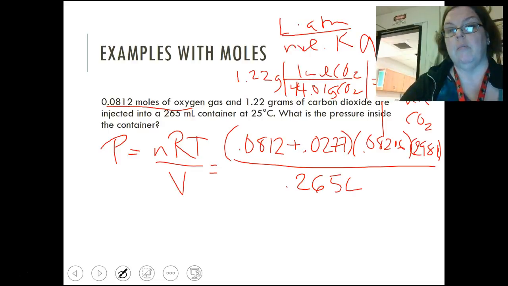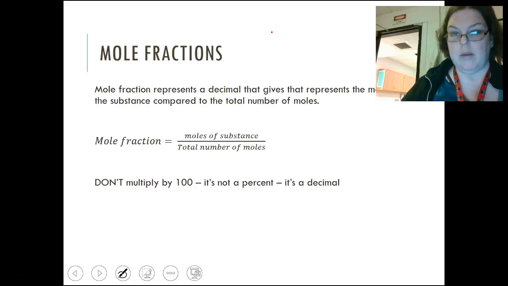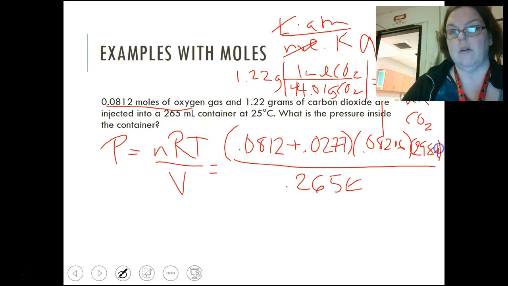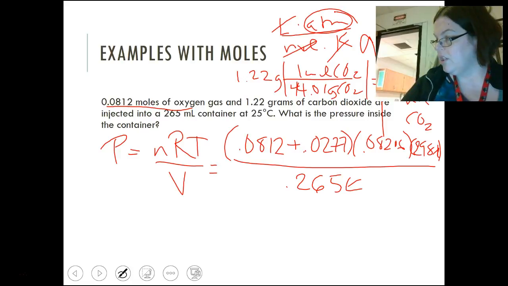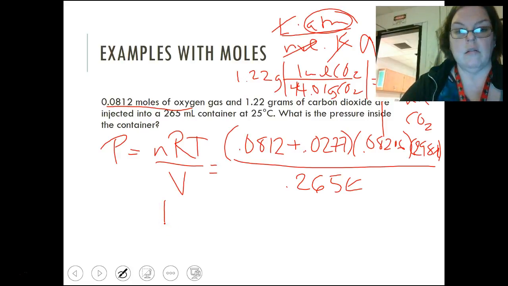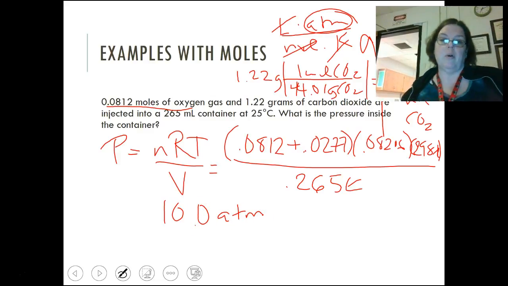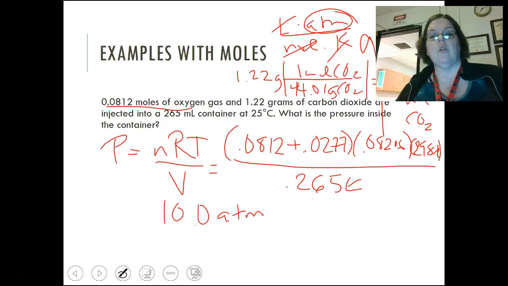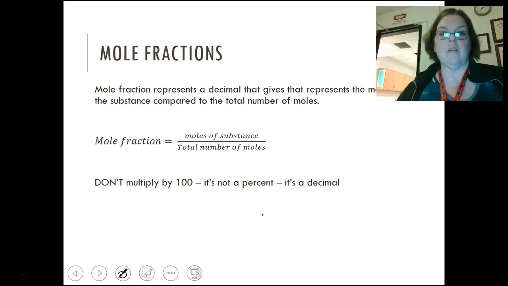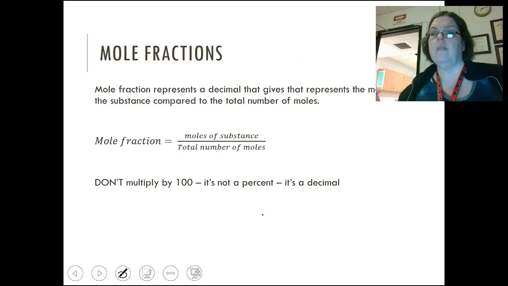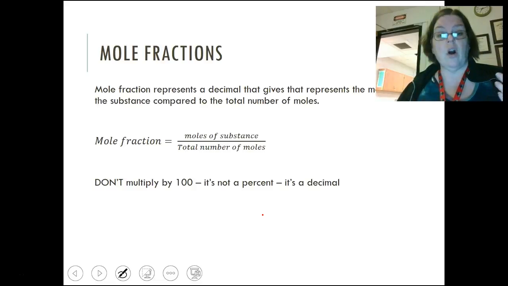So when I do that, moles cancel out, liters go out, Kelvin goes out, and I'm left with atmospheres, so I'm going to get a total pressure. And I get a total pressure of 10.0 atmospheres. Okay? Pretty simple. I just have to find the number of moles. If I find the total number of moles, I can find the total pressure. Okay? So what if I wanted to know the pressure of each of those items? Well, I'm going to use something called mole fraction. Now, if I multiply by 100, it becomes a percent. But remember, when we calculate, we use fractions anyway.